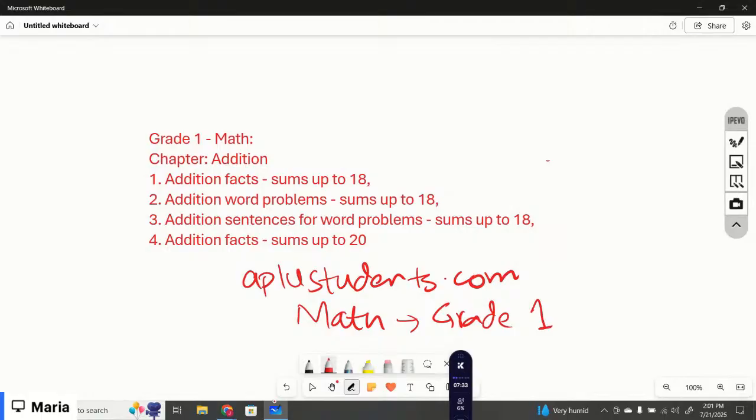We're going to start with the chapter addition. The lessons we're going to cover today are addition fact sums up to 18, addition word problem sums up to 18, addition sentences for word problem sums up to 18, and addition fact sums up to 20. So please make sure you have your notebook and pencil so that you can note down the important examples and definitions as well.